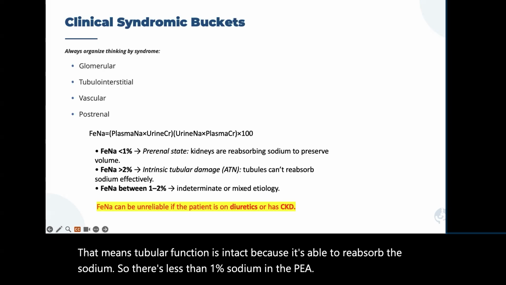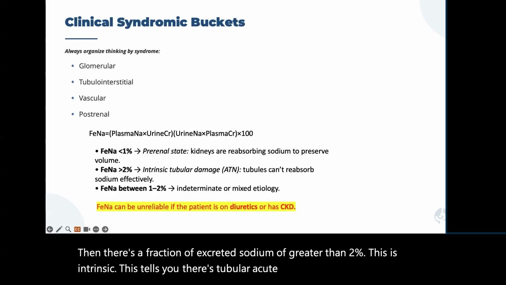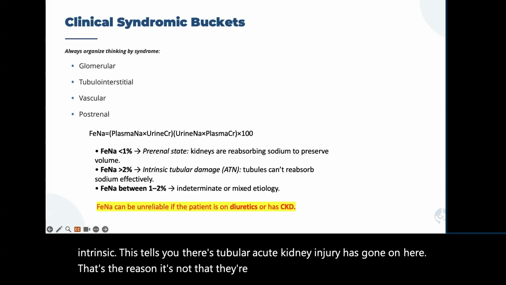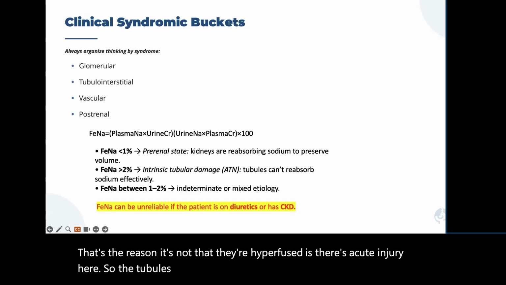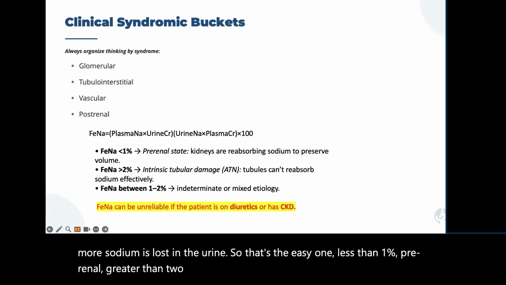Then there's a fraction of excreted sodium of greater than 2%. This is intrinsic. This tells you there's tubular acute kidney injury that has gone on here. That's the reason. It's not that they're hypoperfused, there's acute injury here. So the tubules are damaged and can't reabsorb sodium efficiently, so more sodium is lost in the urine. So that's the easy one. Less than 1% prerenal, greater than 2% intrinsic.